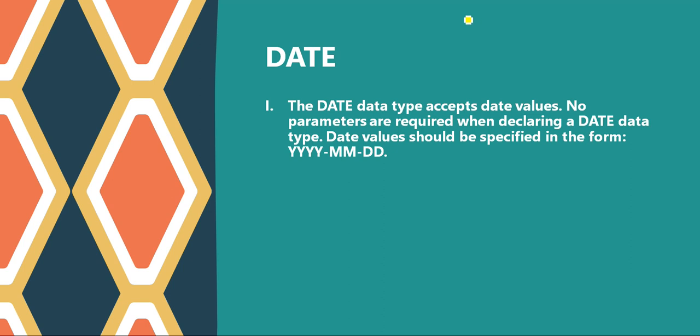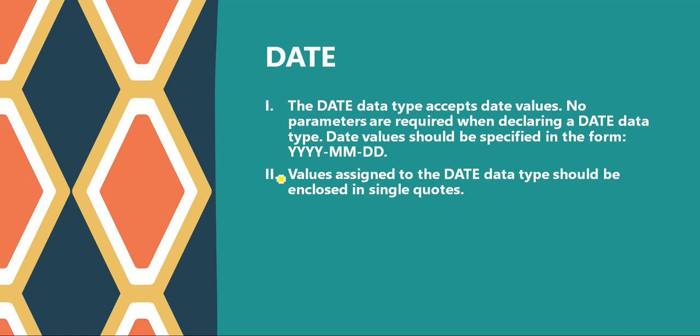Date has so many formats, right? Like if you want to write the date, I can write 2nd December 2021. This is also a format of date. Let's say 2/3/2021. So this is also a format. So there are so many formats available for date, right? But the only format which is accepted by SQL is this one. We need to specify the date in this format only, then it is going to accept, otherwise it is going to show the exception. Value assigned to the date data type should be enclosed in single quotes.